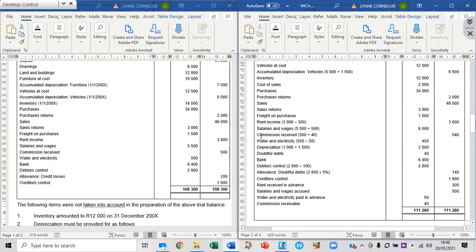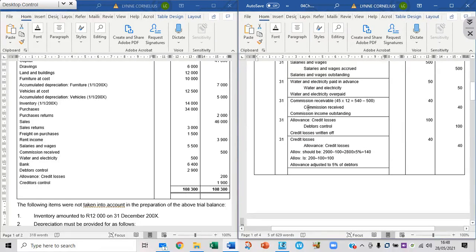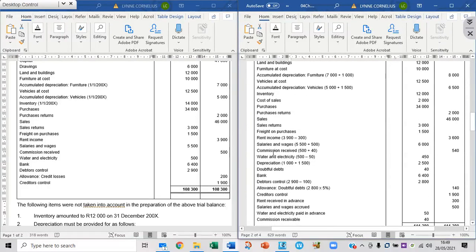Same thing with commission received. You start off with the pre-adjustment balance of 500 Rand. Here on the left you can see in the credit column 500 Rand. Go to your journal entries, have a look. There we see that we credited commission received, so we increased our income account. Remember, there was 40 Rand still outstanding, so we need to add that 40 Rand to the 500 Rand. So our new balance is the actual income for the year, which is 45 Rand per month times 12 months, credit balance of 540 Rand.